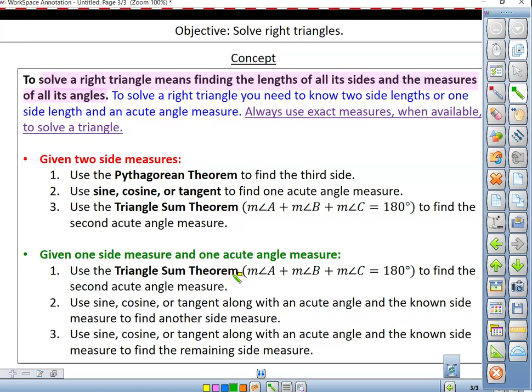In order to solve a right triangle, to actually be able to figure out all the unknown measures, you either need to know two side lengths or you need to know one side length and one of the acute angle measures. Whenever possible in your problem solving, you should use exact measures to solve the triangle. That will make sure that you get the most accurate answers for each measurement, which is always expected. All right, let's take a look at a problem.